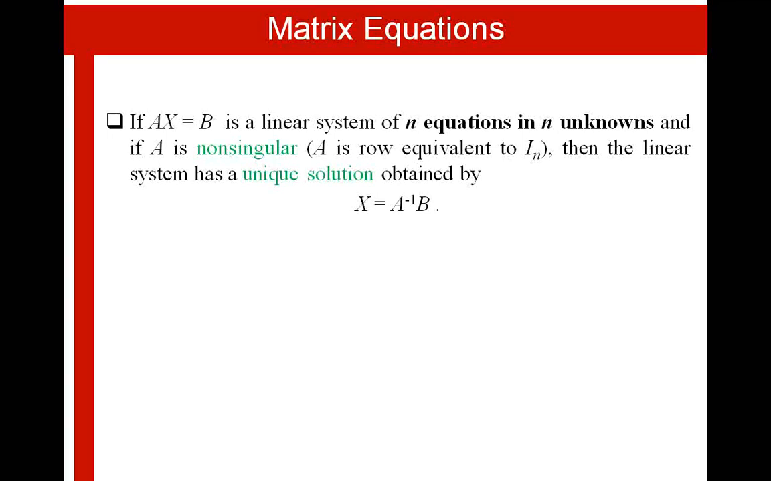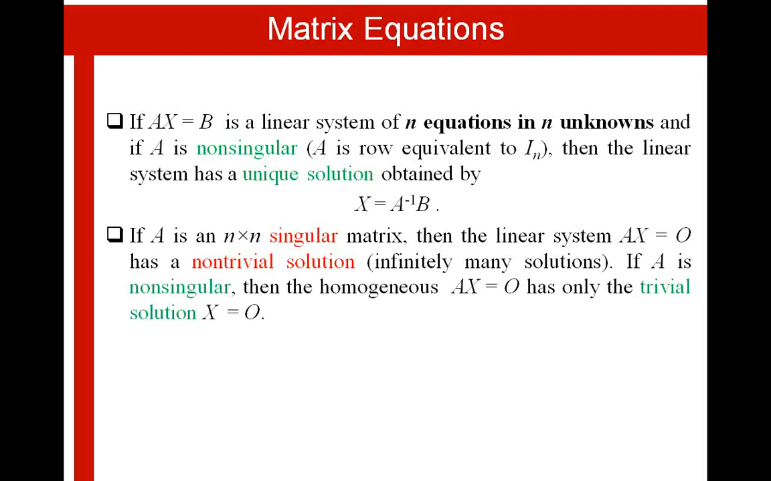Number one, if AX equals B, where A is the coefficient matrix, X is the variable matrix, and B is the component matrix, this is a linear system of n equations and n unknowns, and if A is non-singular, that means A has an inverse, invertible, then the linear system has a unique solution obtained by X equals A minus 1 times B. In other words, X is the product of the inverse of A times B, the component matrix. This is definition 1, for which we will have a few applications and examples later on.